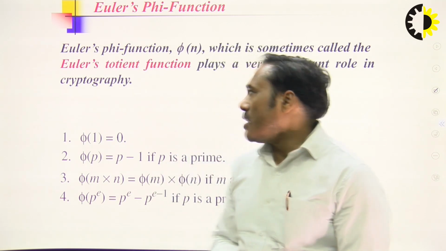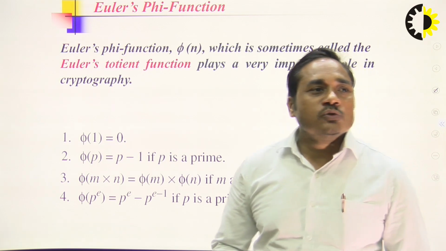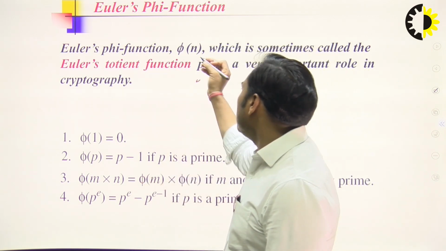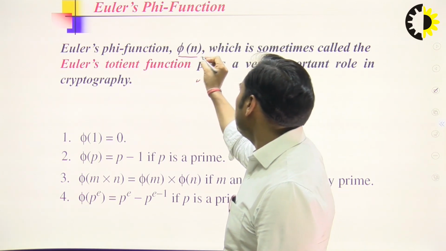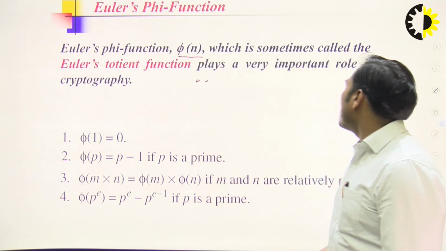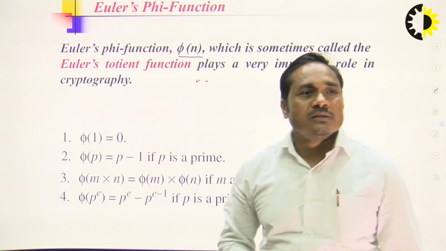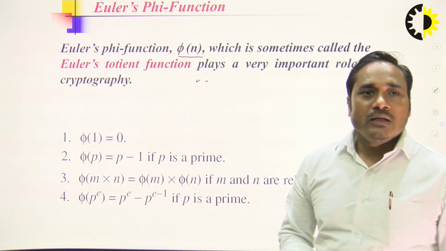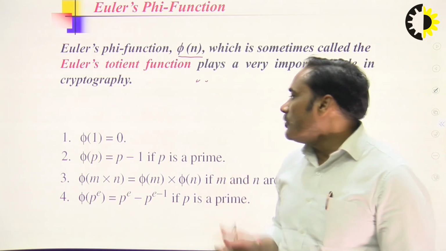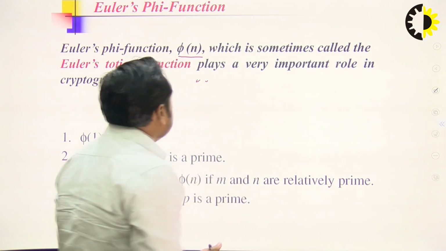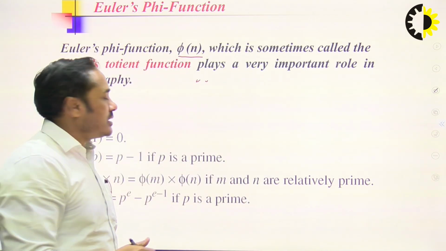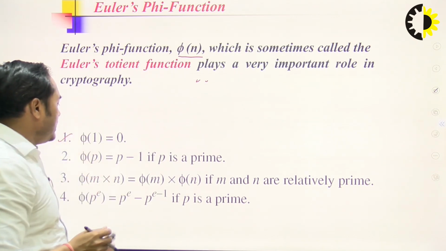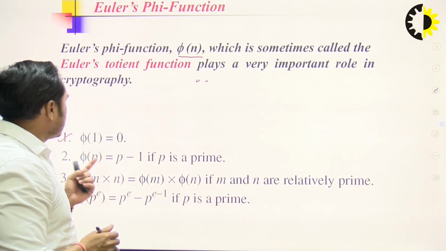First I am going to discuss what the Euler phi function is. The Euler phi function is represented by phi(n), which is sometimes called Euler's totient function, and it plays a very important role in cryptography and network security. How do you calculate the Euler phi function in the numerical section? First I will calculate phi(1). So phi(1) equals 0.